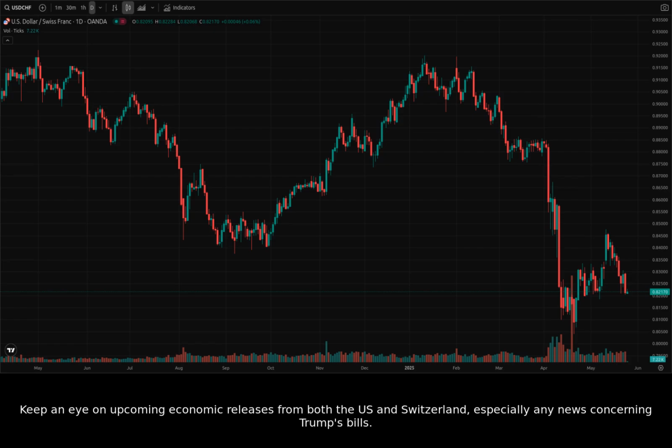Keep an eye on upcoming economic releases from both the U.S. and Switzerland, especially any news concerning Trump's bills. Also, monitor global risk sentiment. Any escalation in geopolitical tensions could further fuel safe haven flows into the Swiss franc.